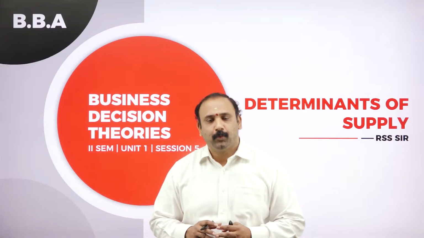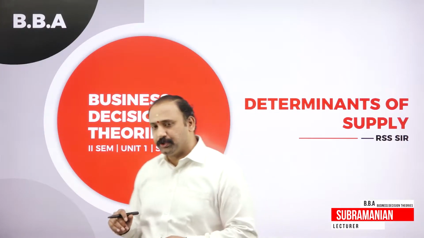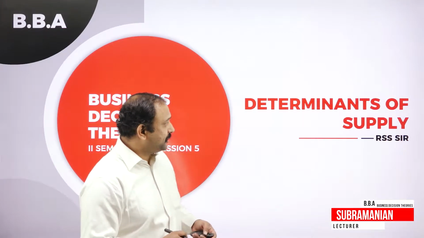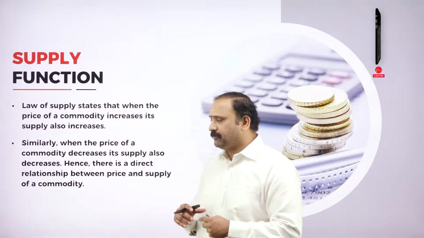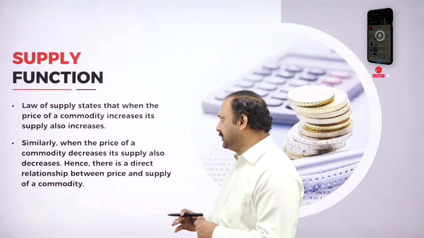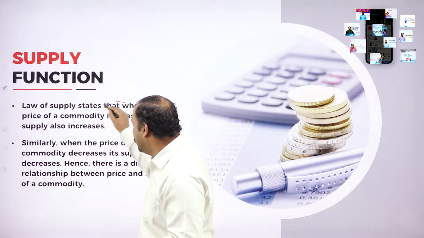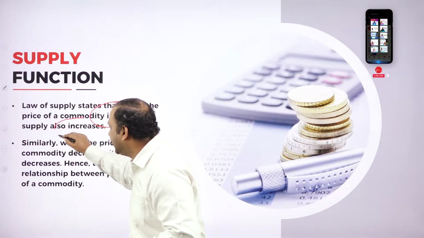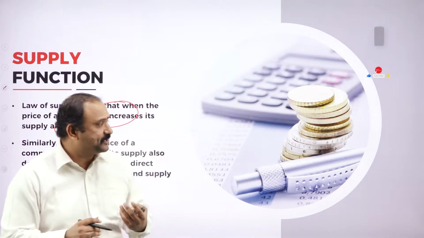Good morning and welcome to the fifth session in Business Decision Theories in Unit 1, where we are going to speak about the determinants of supply. Now, moving further, going with the supply function, the law of supply states that when the price of a commodity increases, its supply also increases. That's what we were trying to see in the previous sessions.